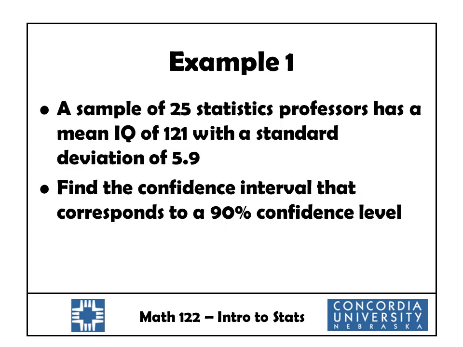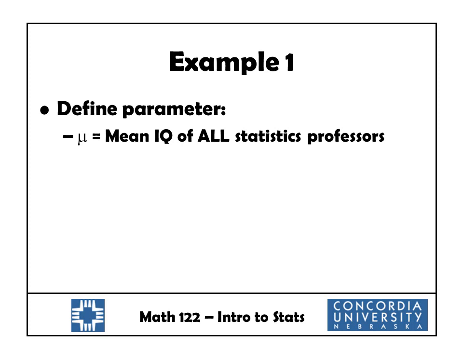So let's go back to this example. A sample of 25 statistics professors has a mean IQ of 121 with a standard deviation of 5.9. Let's find the confidence interval that corresponds to a 90% confidence level. Our first step is similar to the first step that we saw in the last example from last section. First we want to define the parameter. Now again, this is a step that I like to do. The book doesn't do it though. Here we simply state what it is we're trying to estimate. In this case it's mu because it's a population mean, and it's the mean IQ of all statistics professors. That's what I really want to know.